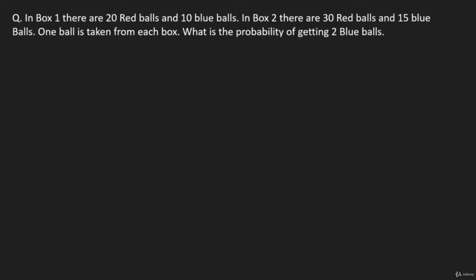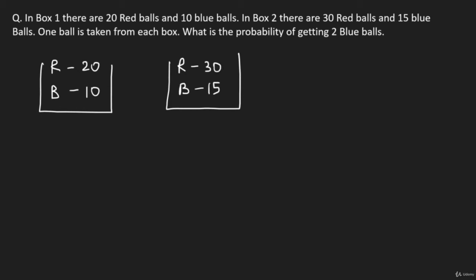Alright, we are back. I hope you have given it a try. Let's do it together. So, in box 1, there are 20 red balls and 10 blue balls. In box 2, there are 30 red balls and 15 blue balls. Now, we are going to pick one ball from here and one ball from here, and we need to find the probability of getting two blue balls.